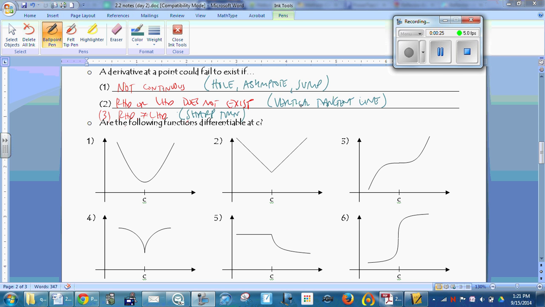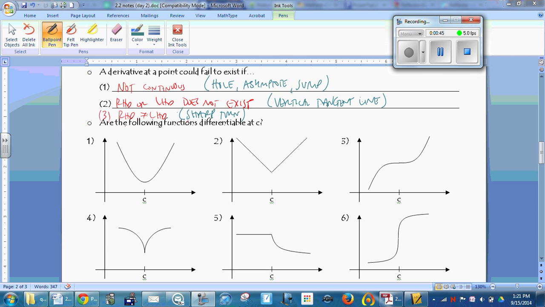That means there's going to be a vertical tangent line at c, because the left-hand or right-hand derivative would be infinity or negative infinity, which would give us an undefined tangent line. Slope would be undefined. And the last option is if the right-hand derivative is not equal to the left-hand derivative, which would mean there'd be a sharp turn at c.